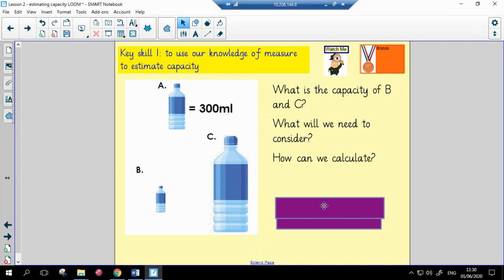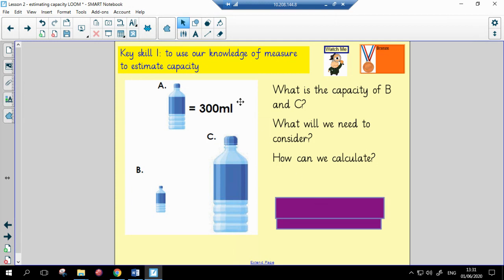We must remember that when we're estimating, we're using educated guesses. We're not just plucking numbers out of the air. We must think very, very carefully about how much a container would hold. So first of all, we need to consider the size of the objects. How much bigger or how much smaller is the bottle compared to the one we know the capacity of? Then we can use our multiplication and division skills to calculate the answer.